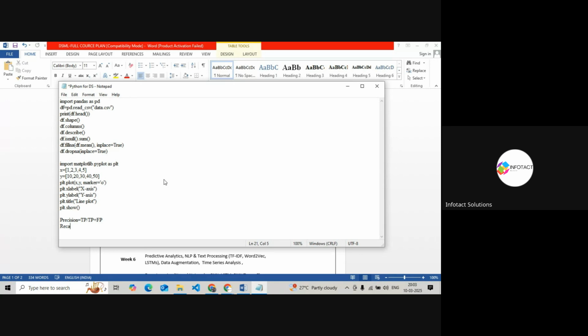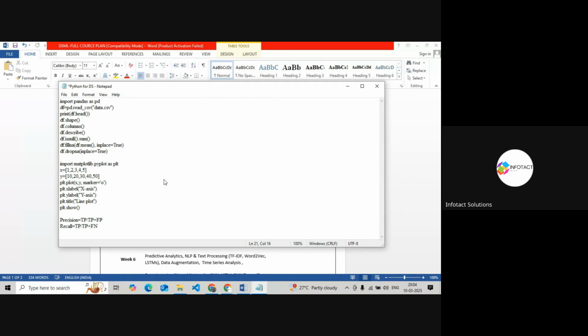What is recall? Recall is the proportion of true positive predictions among all actual positive instances in the dataset, and is calculated as the ratio of true positive to the sum of true positive and false negative. It indicates how many of the actual positive instances the model is able to correctly identify. High recall indicates that the model is capturing most of the positive instances in the data. The formula is TP upon TP plus FN.